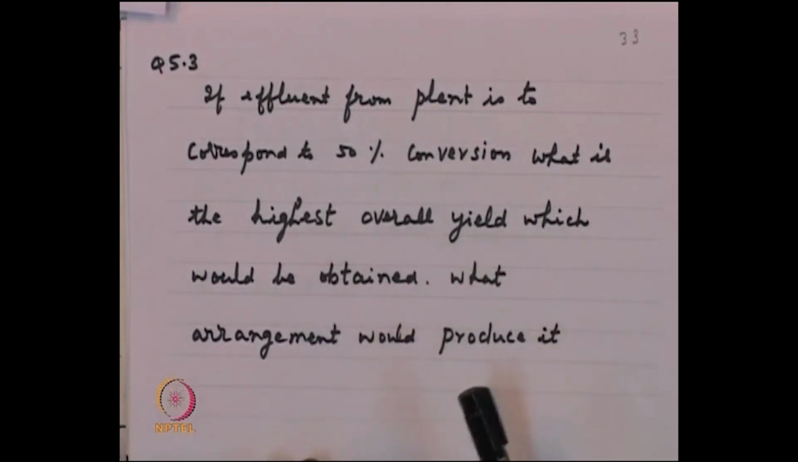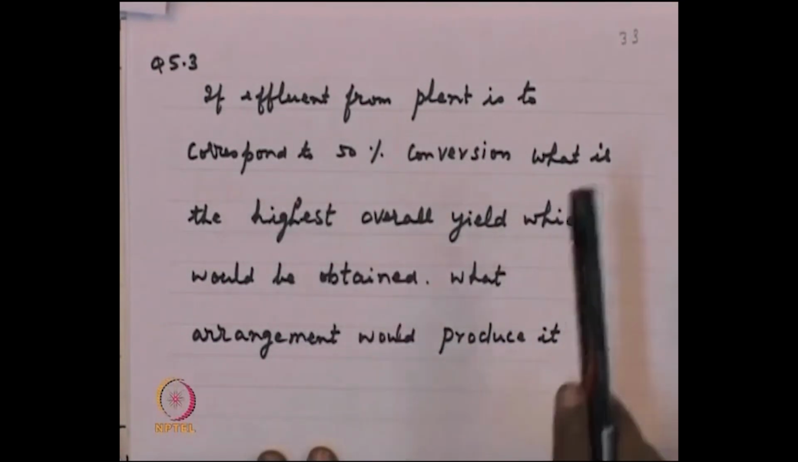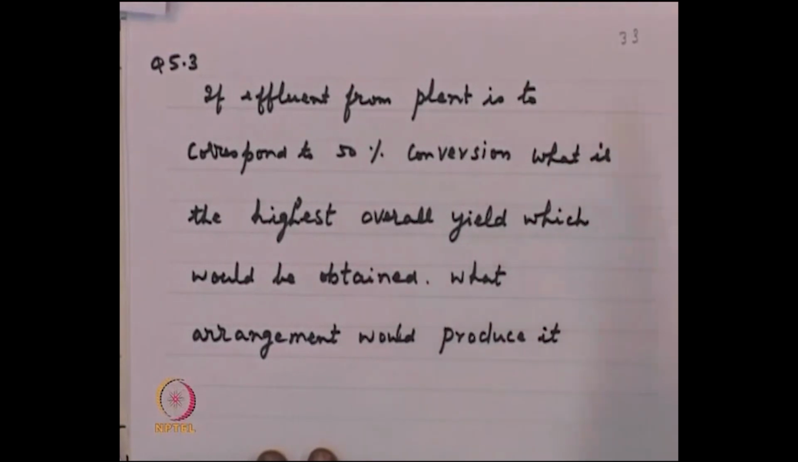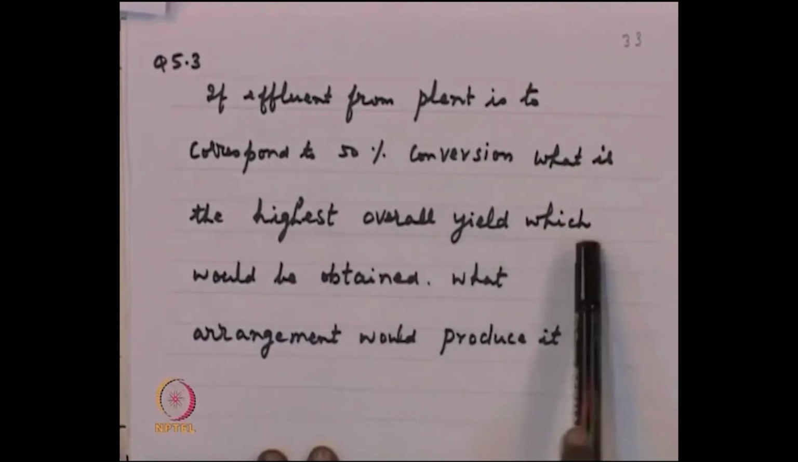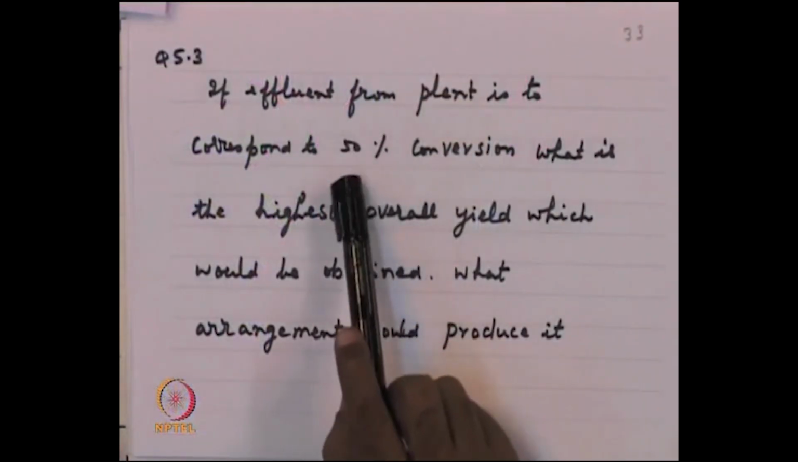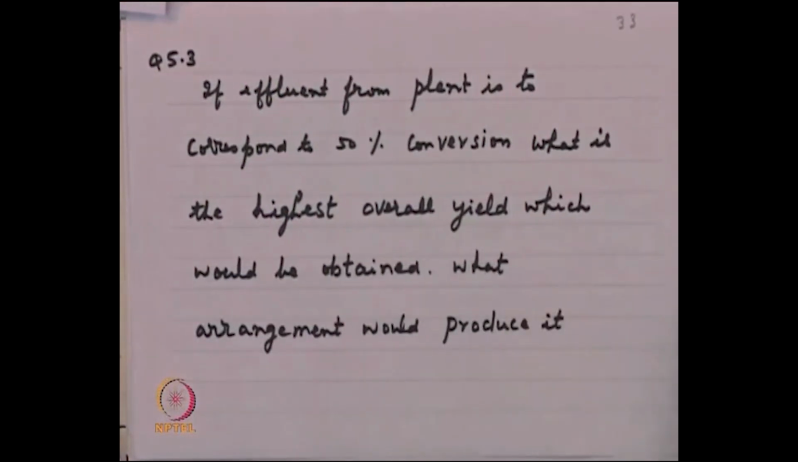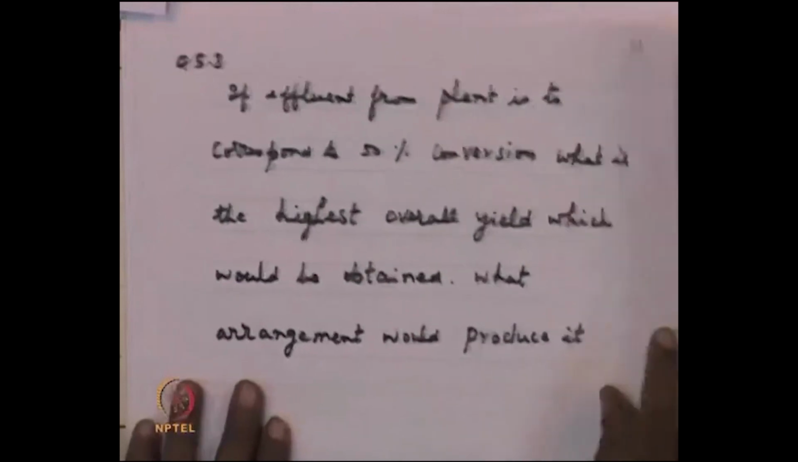So, if this exercise is about if the effluent in the plant is to correspond to 50% conversion, which means we must make use of 50% of the material. What is the highest overall yield which can be obtained? Is this question clear? So far, we are concerned only about maximizing the overall yield. Now, what is being said is that no, there is another aspect which is important, that at least 50% conversion is required. So, what is the highest yield that you can get? If you want to achieve 50% conversion, what is the highest yield you can get?